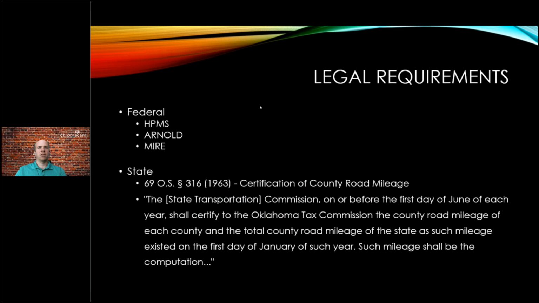On the state side, we have a tax law that's Title 69, Section 316, called the Certification of County Road Mileage. And basically it states that we, ODOT, on or before the first day of June of each year, need to certify to our state tax commission the total number of county road miles per county and then across the state. And then it gives a very kind of vague rough draft of how to start calculating that mileage. So this is kind of our base point for how do we calculate the mileage, when do we have it turned in, and kind of how we need to coordinate with local entities to make sure that it's as accurate as possible so that they get the money they need for road and bridge maintenance.